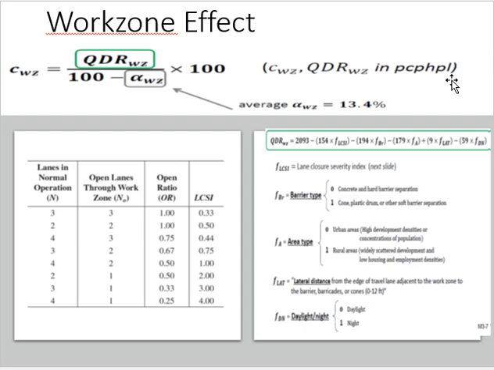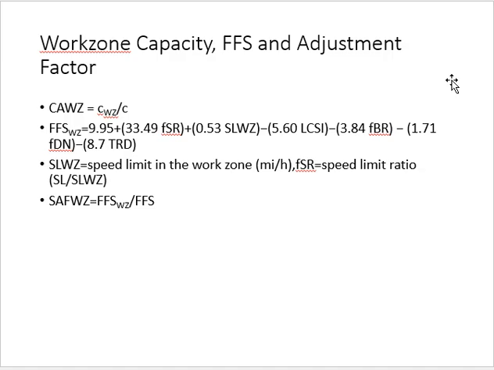Now work zone also has speed adjustment factor. So I need to calculate the free flow speed in the work zone as well. What is the equation for free flow speed in the work zone? This is the equation. What do I have in the equation? I have FSR and SL_WZ. I'll start from here. Speed limit in the work zone.